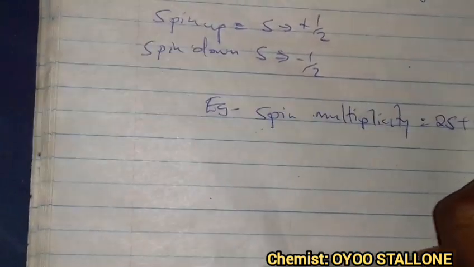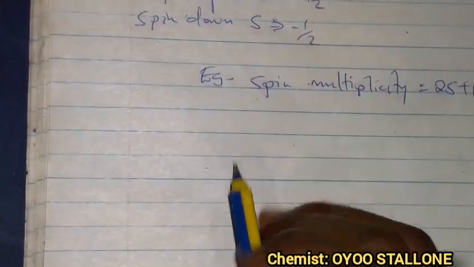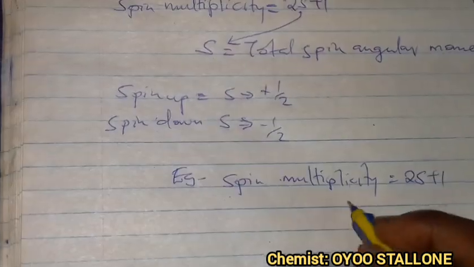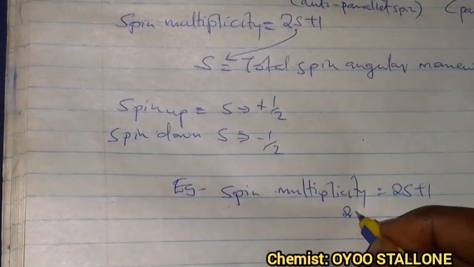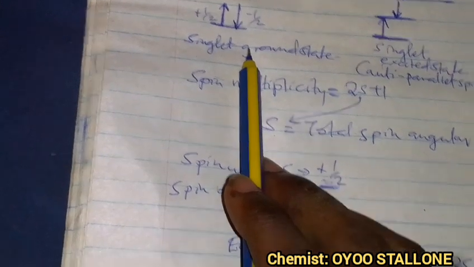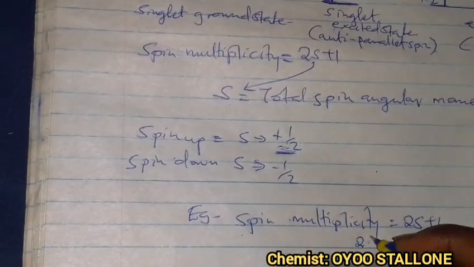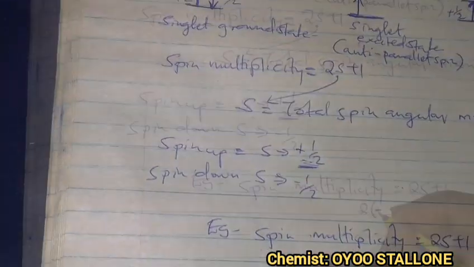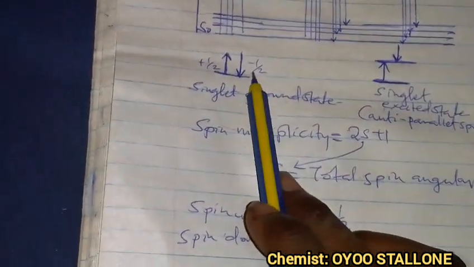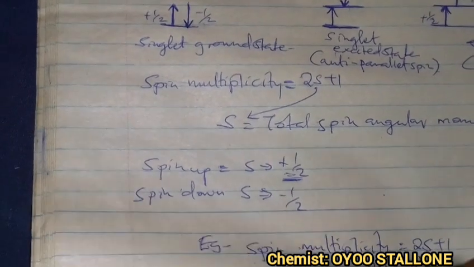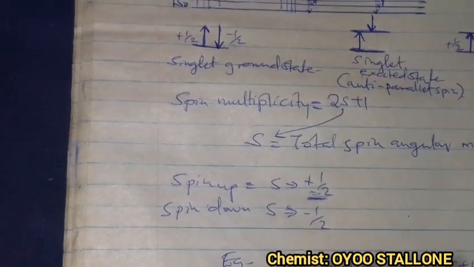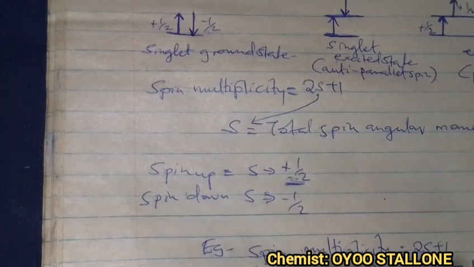Now the spin multiplicity, which is given by 2S plus 1. So we can find it for the singlet ground state by the formula: 2 into S, which is positive a half, then minus a half, plus 1. Do that math: it is 1.